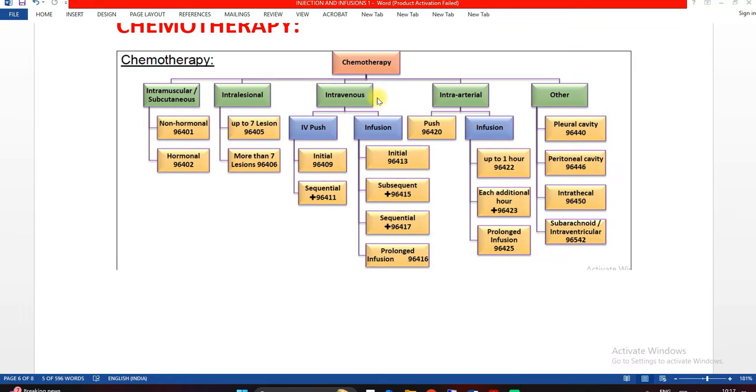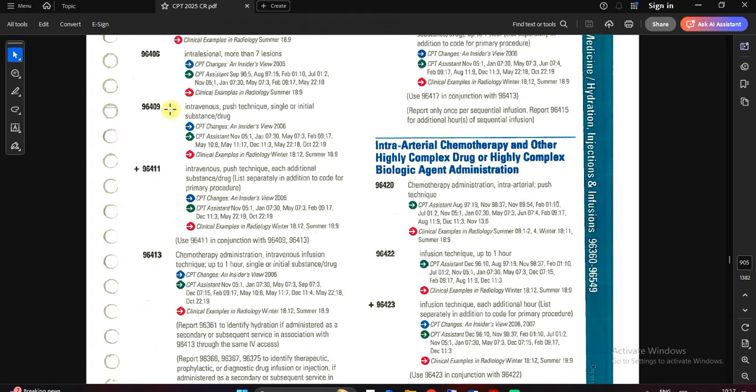Next we have chemotherapy using the intravenous route. In intravenous we have two sections, IV push as well as infusion. For IV push, initial is 96409, sequential is 96411. We will check these two. 96409 is intravenous push technique, single or initial substance or drug. During this IV push technique, the patient will receive only a single initial substance or drug, only a single drug, 96409.